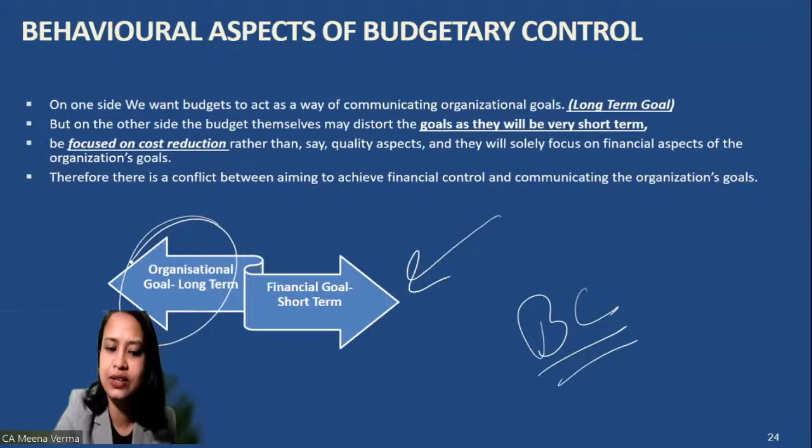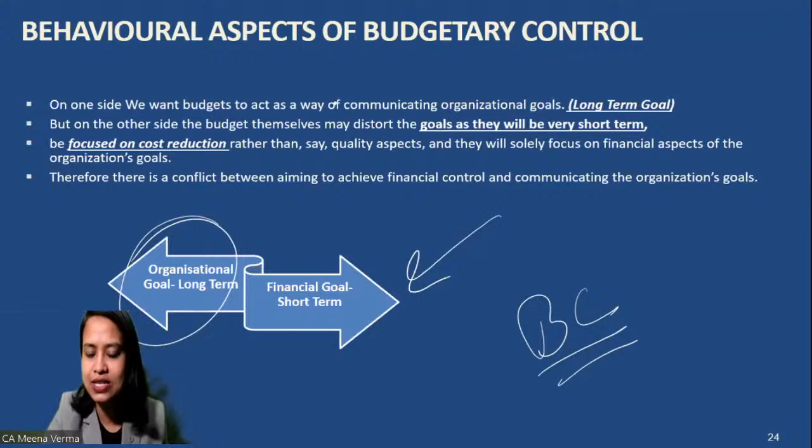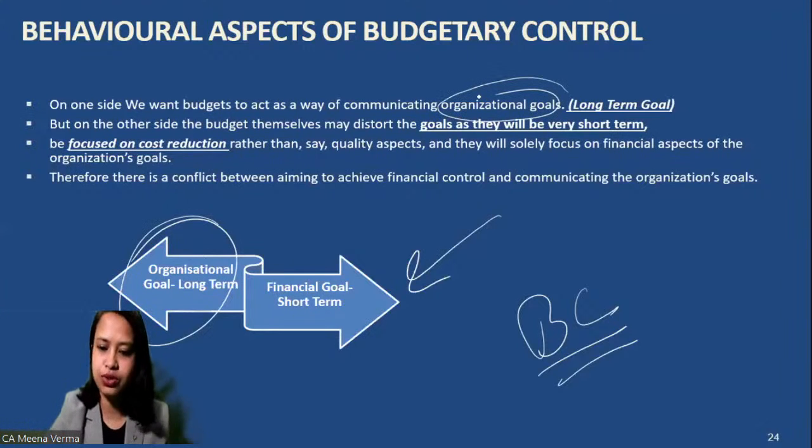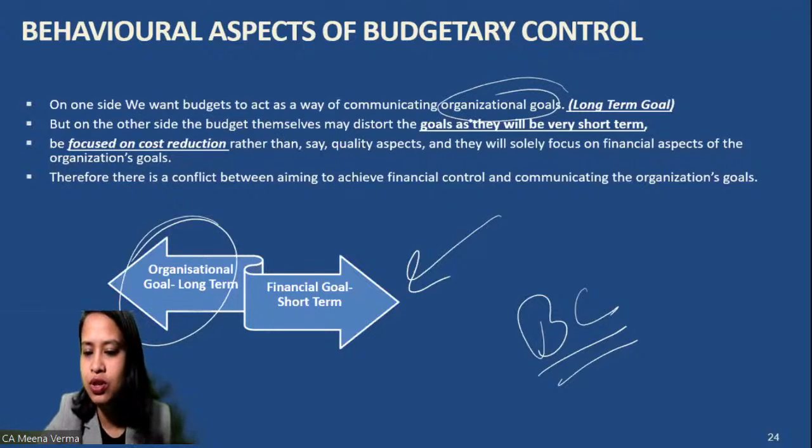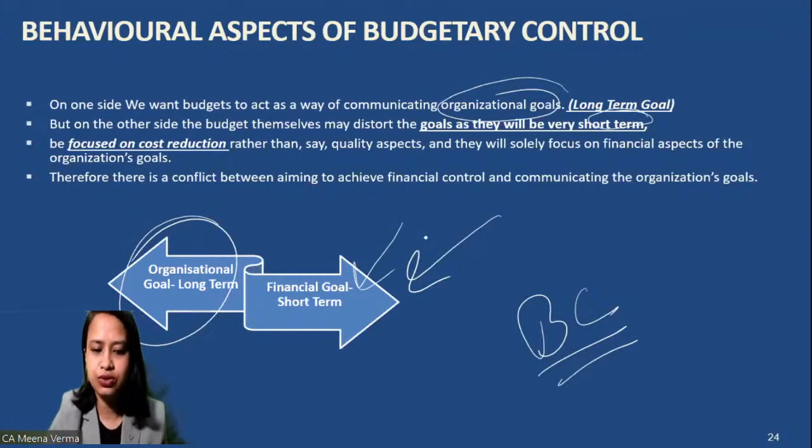So on one side, we want the budget to act as a way of communicating the organizational goal, means we want to achieve a long term goal. Okay? But on the other side, the budgets themselves distort the goal as they are very short term. Why? Because they are focusing on the financial goal. Okay?